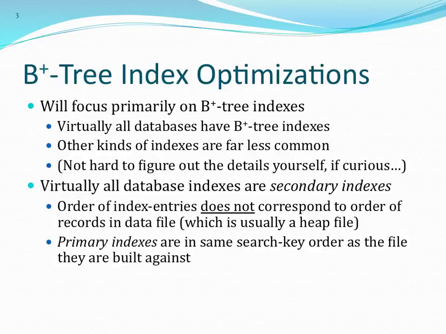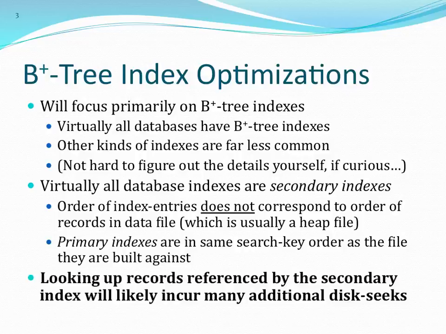So we have to actually record every tuple that appears in the table file in our index as well. So that's why this is very important. And here's the punchline. This is the underlying theme that you have to think about all the time when you're thinking about how a secondary index might be useful in various query scenarios. So like I say here, looking up records referenced by the secondary index typically massively increases the number of disk seeks that you have to perform.